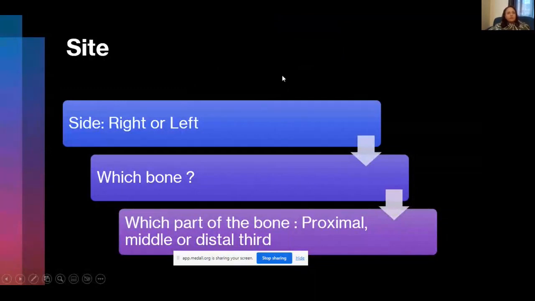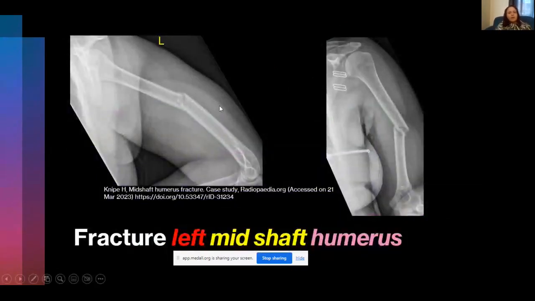Site. It's which side, right or left side, name of the bone, which bone is it, and which part of the bone is it. Let's see some examples. So that's a fracture. But which side is it? It's the left side. What bone is this? That's the humerus. So it's a fracture of the left humerus. Which part of the bone is broken? Is it the proximal part, the mid part, or the distal part? It's the mid shaft. So this is called a fracture of the left mid shaft humerus.